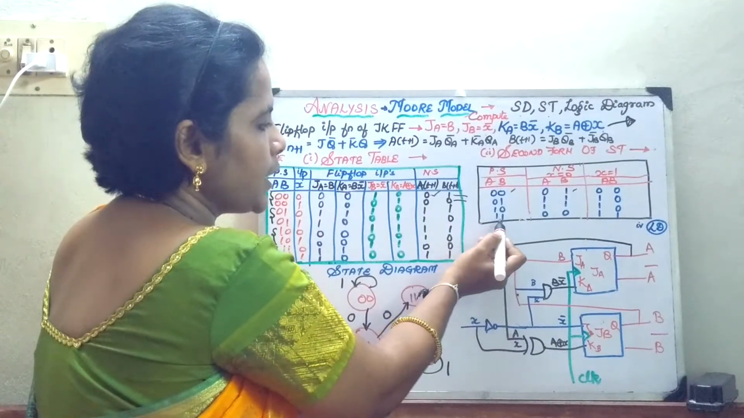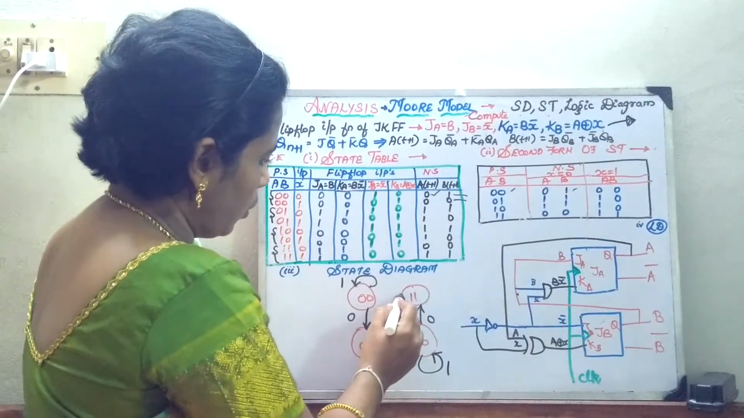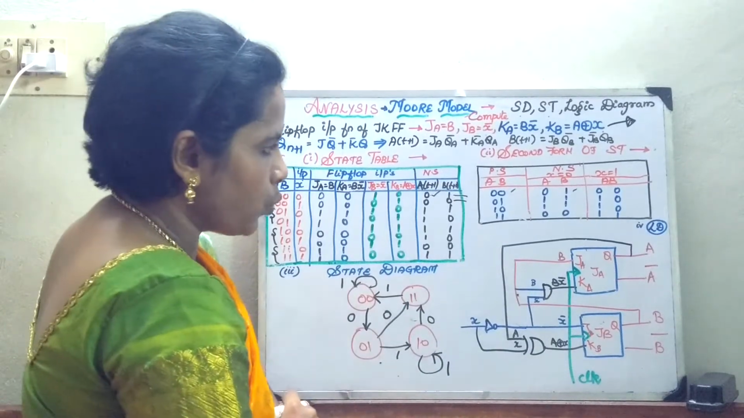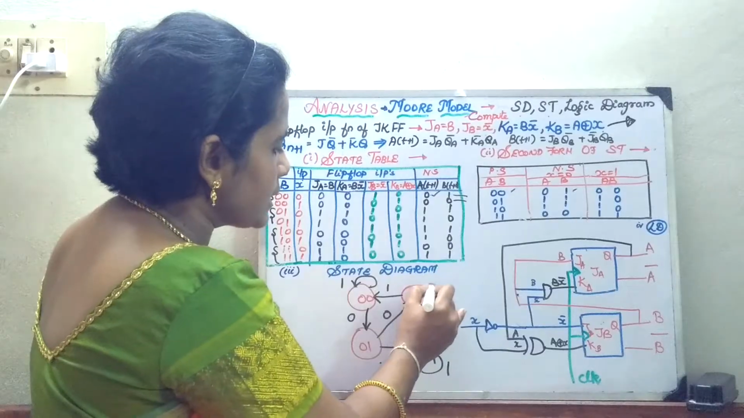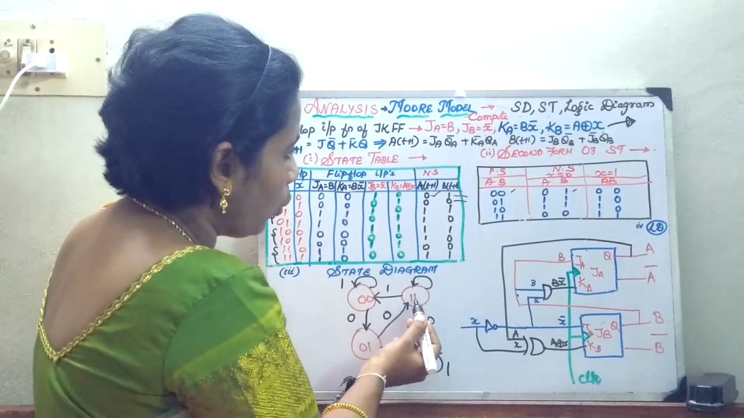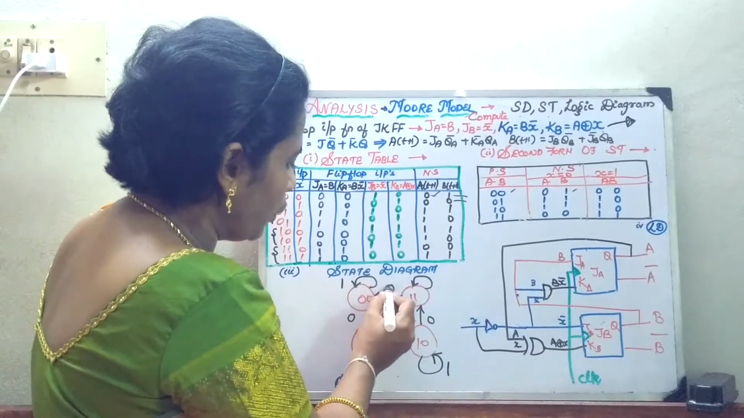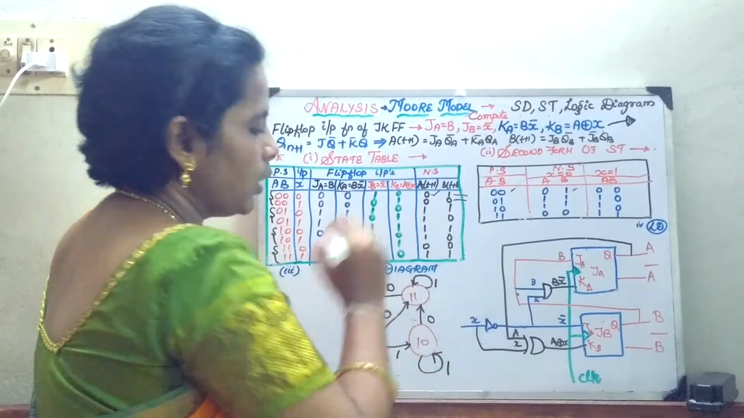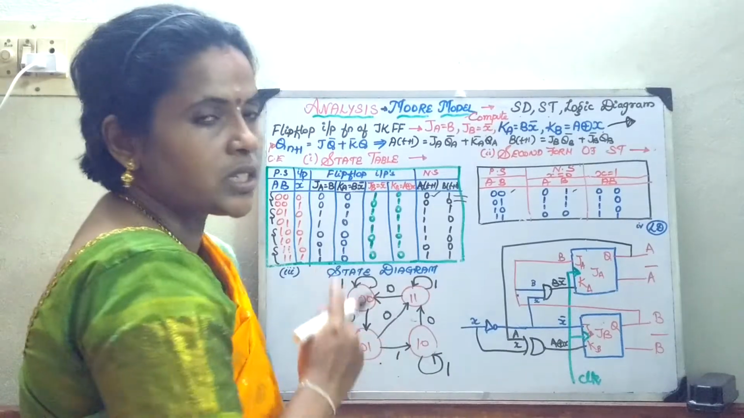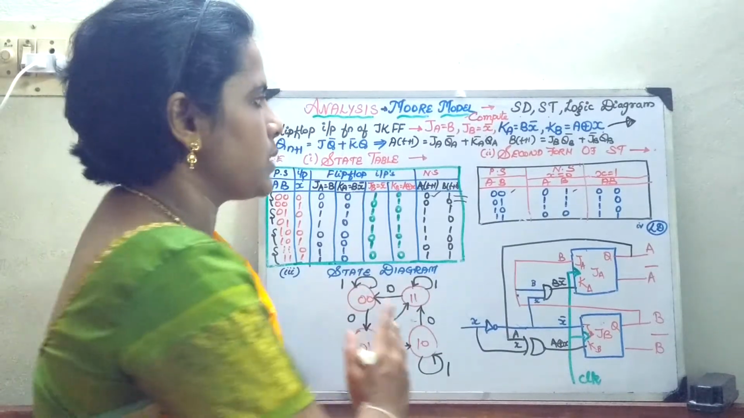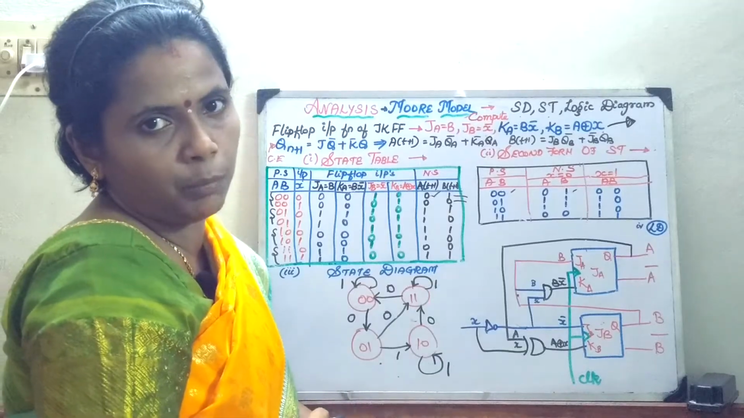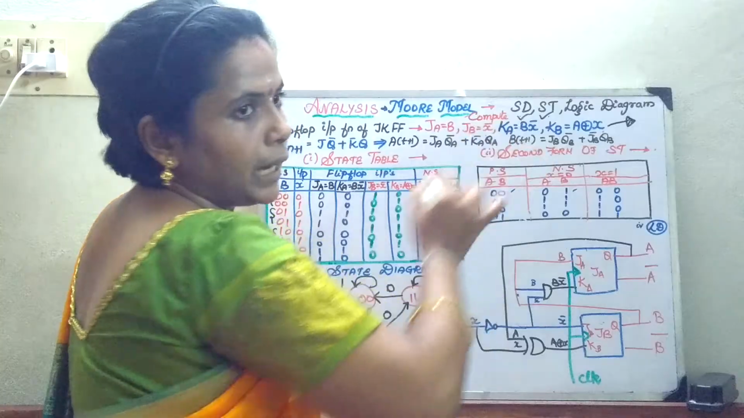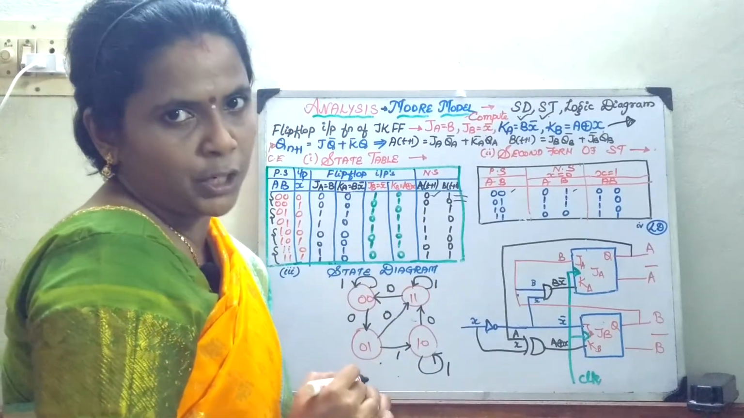Now the last condition, 1 1 goes to 0 0 when the input is 0, and 1 1 goes to 1 1 when the input is 1. So this finishes your state diagram, which is the graphical representation of the state table. Now what is the third thing we have to do, after the state diagram and state table? Only the logic diagram is left. It has to be finished, right?